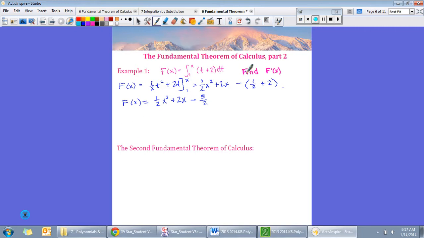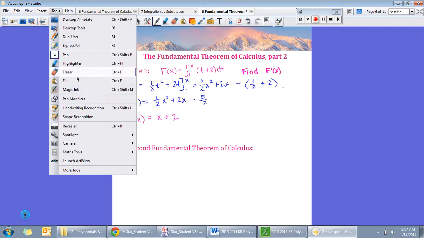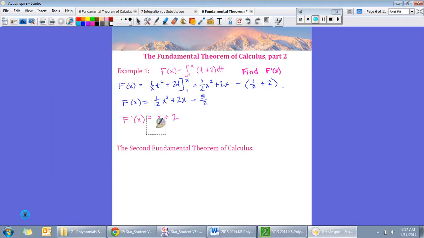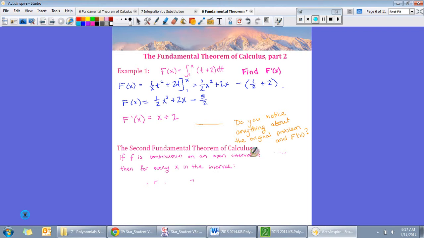Now they want us to find F prime of x, so all we're going to do is take the derivative of our capital F of x. So here we go. This is just going to be x plus 2. Do you notice anything? Perhaps possibly that x plus 2 is pretty much the same thing as t plus 2? Well, it should be, because the second fundamental theorem of calculus says that if f is continuous on an open interval containing x equals a, then for every x in the interval, if we take the derivative of the integral of a function of t, then it's just going to be that function but with x.